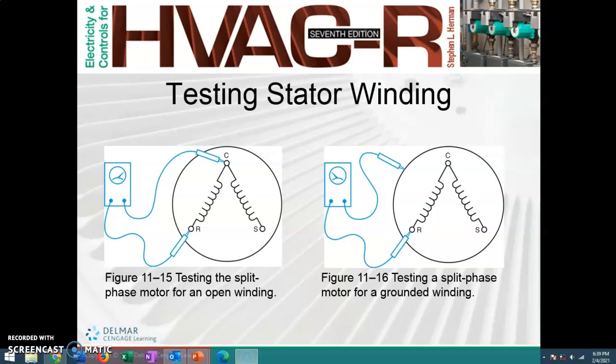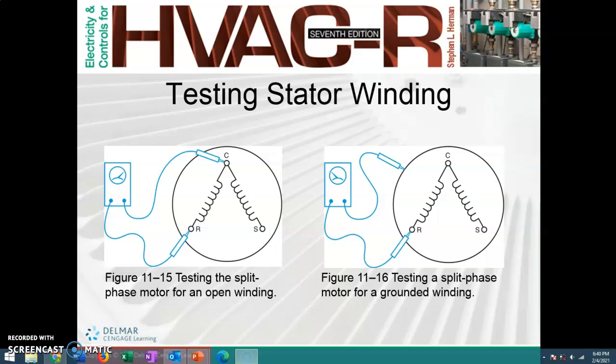But let's jump into testing the stator windings. This is more important, and this is a big thing with motors. I'm hoping we get to do this in class soon when we get back together. So, testing stator windings is going to be done using an ohm meter. You're going to want to do this, obviously, with power not applied to the system.